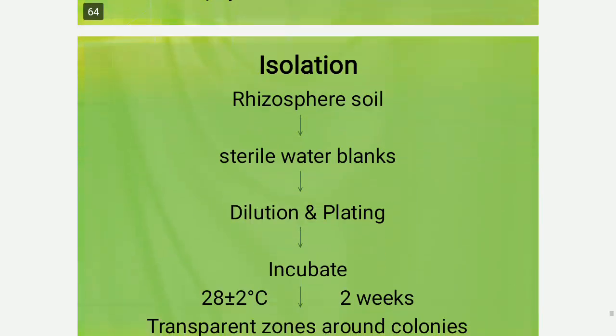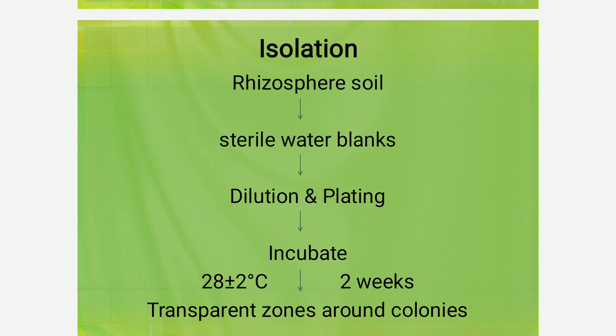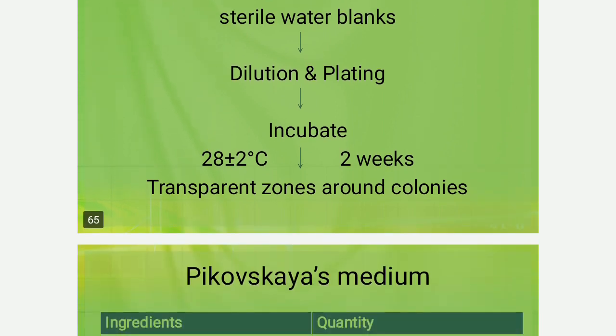How to isolate them? Since I told you they are all associated with the rhizosphere, we have to take the rhizosphere soil, then sterile water blanks, we have to dissolve that. Dilution is made and then plating is done. Incubate it at 28 degrees centigrade for 2 weeks. Transparent zones around the colonies you can see.